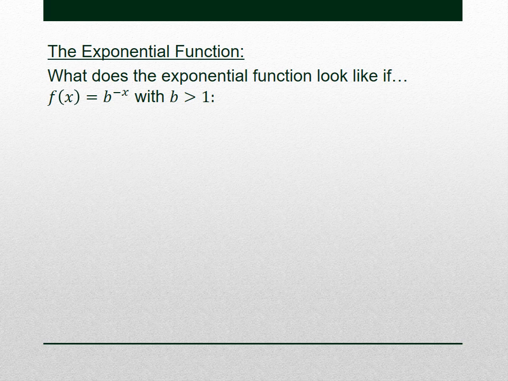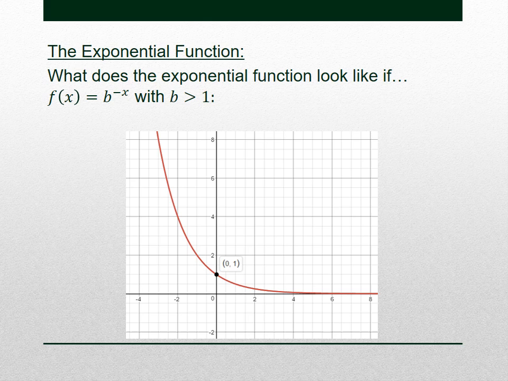What if we look at b greater than 1, but this time it's to the negative x? What does that do? Well, the negative x just flips everything, right? So what used to be the positive side is now the negative side, and what used to be the negative side is now the positive side. So it's the same graph, but it's been flipped around the y-axis. So now this is a decay, right?